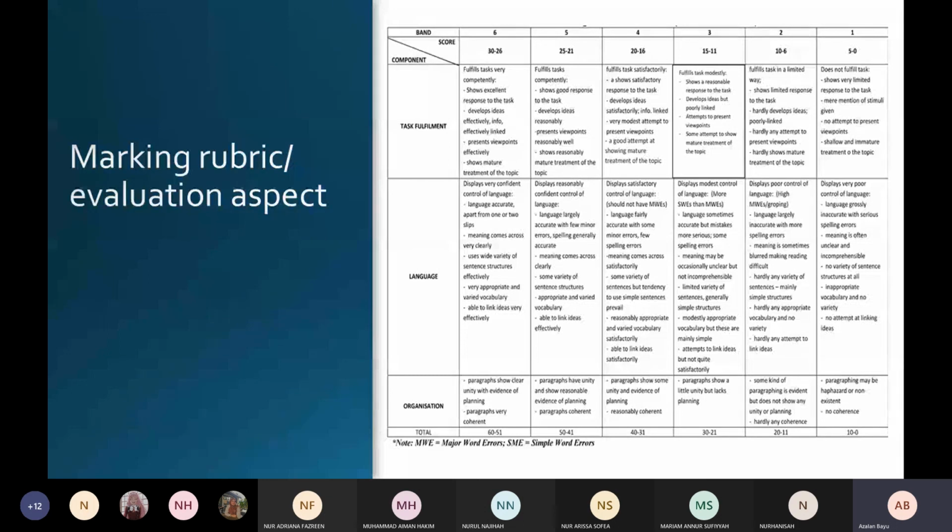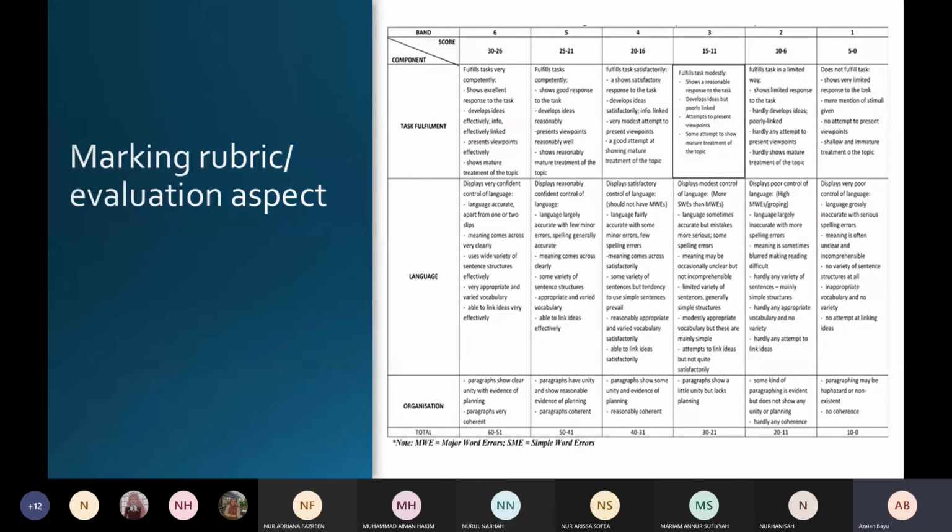Right, paragraph show clear unity with evidence of planning. Paragraph very coherent, maksudnya you gunakan linkers and so on. Alright, so you can score organization to 6. Tapi kalau you punya pembahagian content sikit, intro panjang, you tak boleh score lah untuk organization.